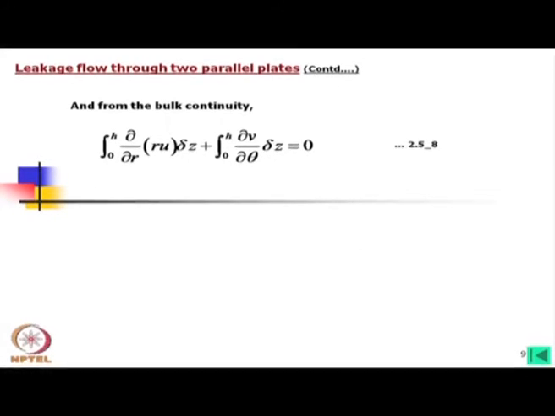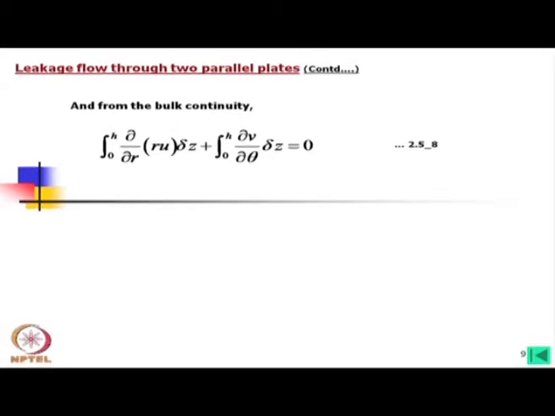And from the bulk continuity in cylindrical coordinate system, the bulk continuity is written in this form. R is the general radius, and H is the gap, the limits from 0 to H is the limit. So, del by R del R of R u integrated over del Z plus integration over 0 to H of del V by del theta into del Z is equal to 0. These are the standard equations which we have adopted here.